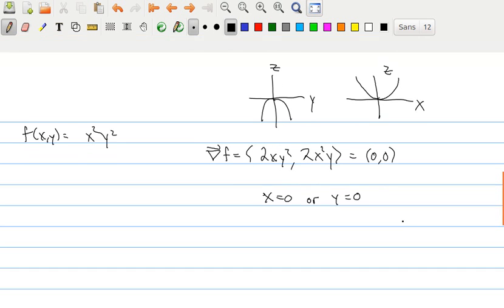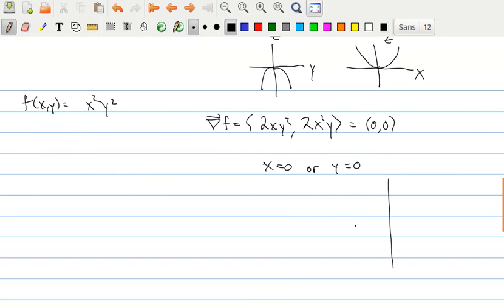If we were to look at this from above, the x-axis and the y-axis: along the x-axis the y is 0, so every point along here is a critical number. And again, if we look along the y-axis, every point along here, the x-coordinate is 0. So all of these are critical points. We have an infinite number of critical points. So let's see if we can make heads or tails of that with the second partials test.